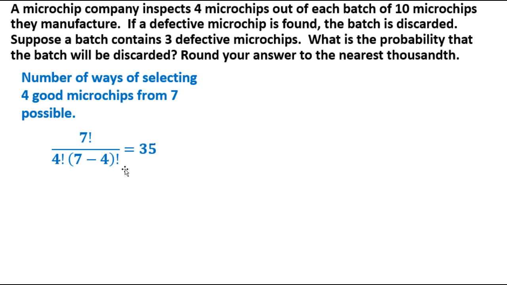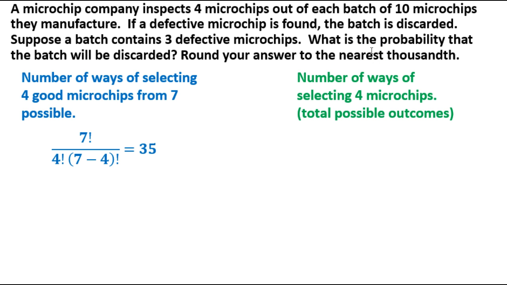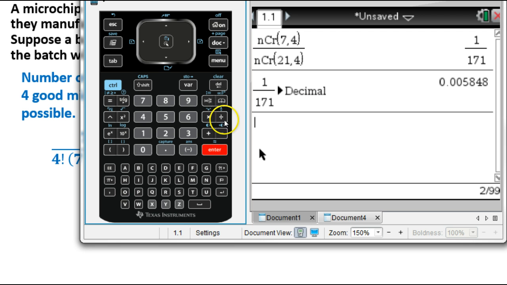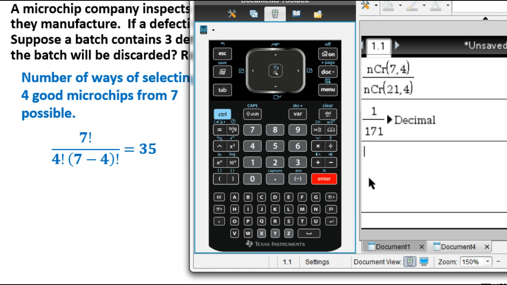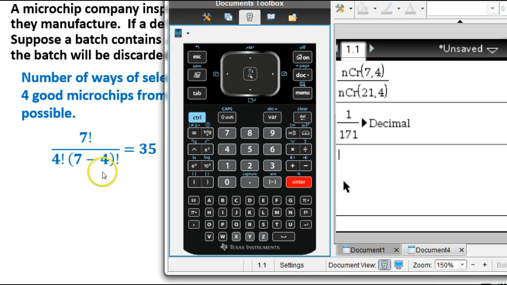Okay, now we need to determine how many different ways we can choose 4 microchips out of a total of 10. So ways of choosing 4 microchips, this one would be 10 choose 4. This is our combination, 10 choose 4. You can plug this in your calculator just like that, or you can use the shortcut. Let's do the shortcut real quick, just so you can see it. Let's do this one over here, the 7 choose 4.